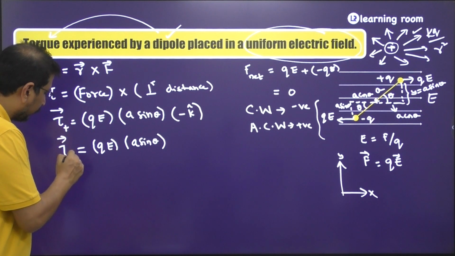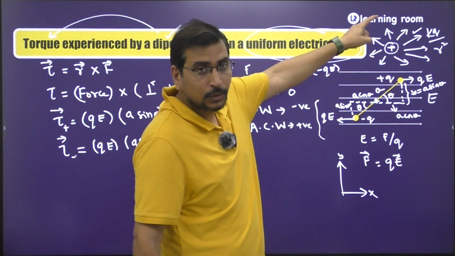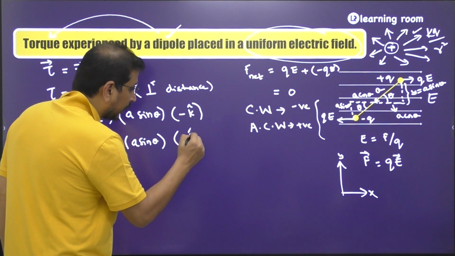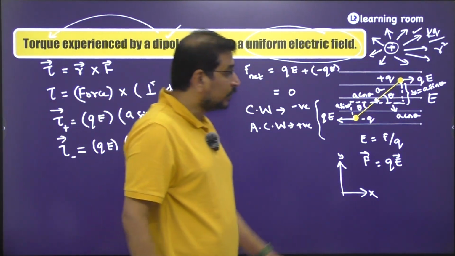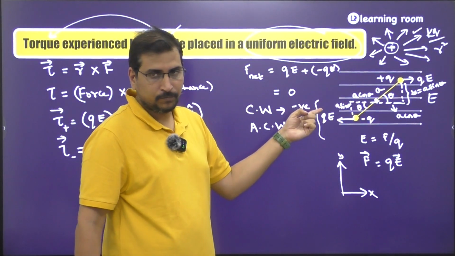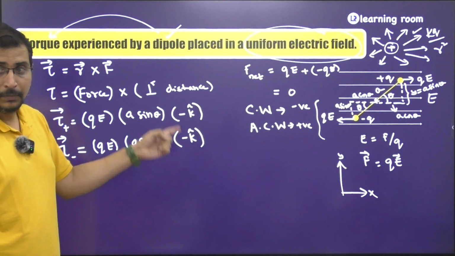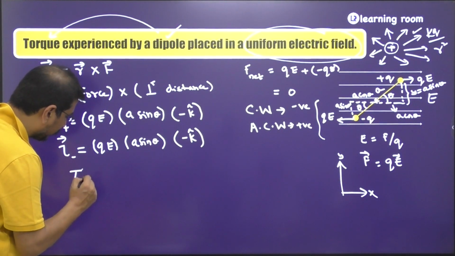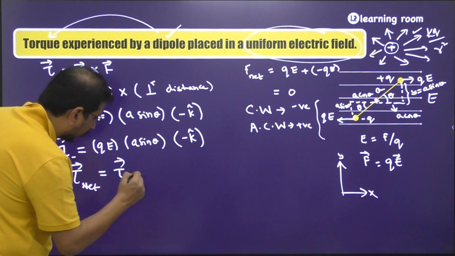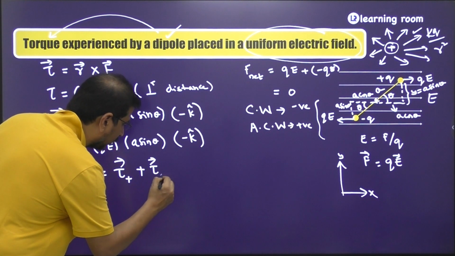So this torque, if I write it in the vector form, what will happen? This is also making the system revolve in the clockwise direction, so it is going to be negative of k cap. Unlike the force, which was in positive x direction and negative x direction, which got nullified, torque is not getting nullified because both the torques are acting in the same direction. So the net torque, when you write it, is going to be the torque due to the positive charge plus the torque due to the negative charge.